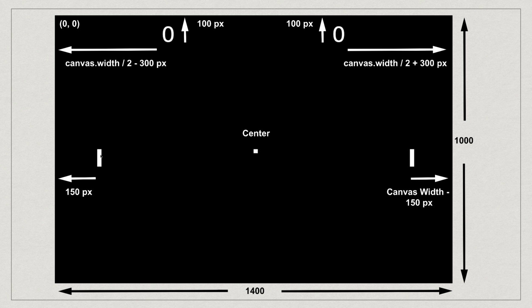I'm going to do the same thing for my paddles, except I'm going to separate them from the wall by 150 pixels. We can just get canvas width minus 150, and we can position those inside of there.